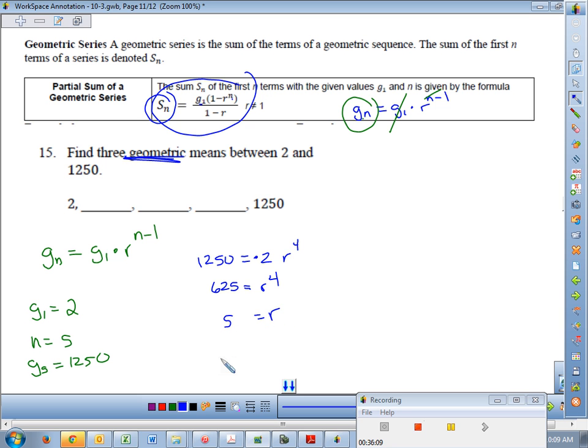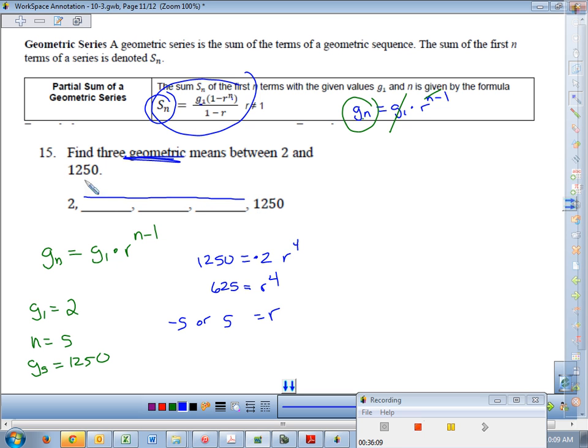Oh, are you sure? Are you sure that 5 is the only answer? 5 or what? Anytime you take an even root when you're solving an equation, isn't there 2 possibilities? That the rate could be 5 or it could be negative 5. Cool? So here's what we're going to do.